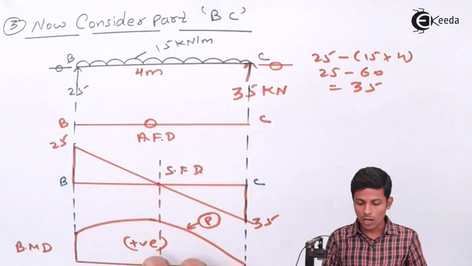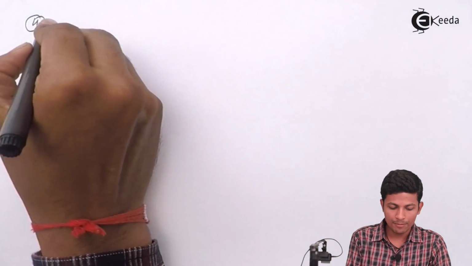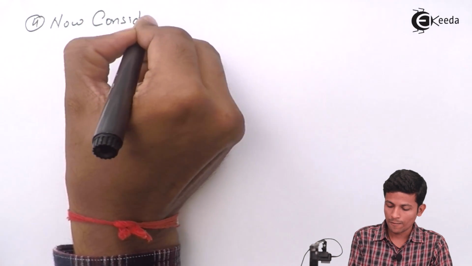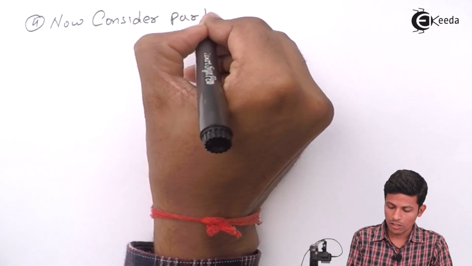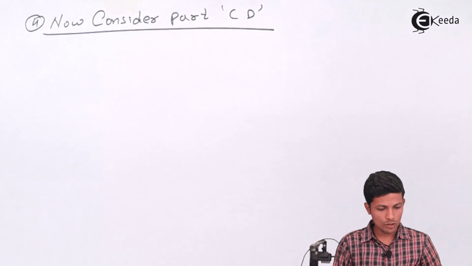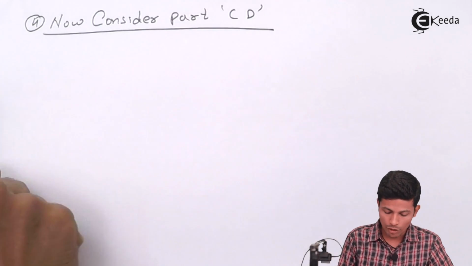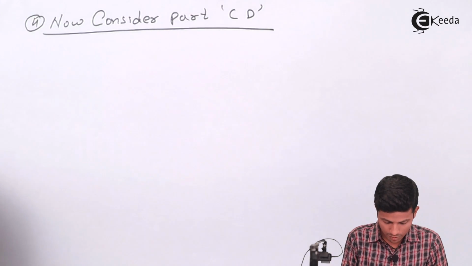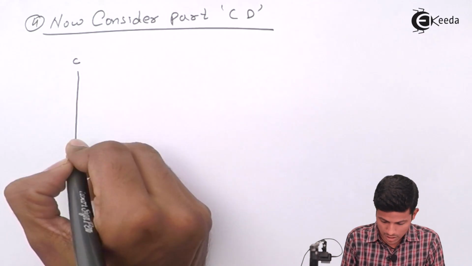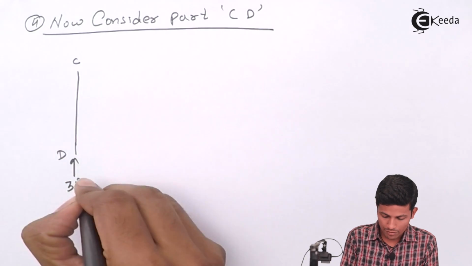Now let's consider the fourth part, the part C and D. Your C part will be this, and this is your D part. Draw the FBD of that part. This is your C, this is D. Now as you all know, this has 35 kilonewton.